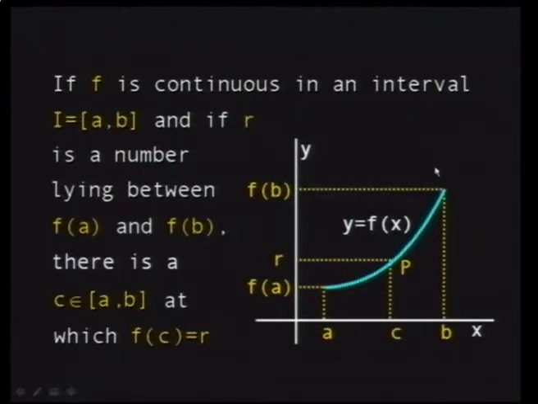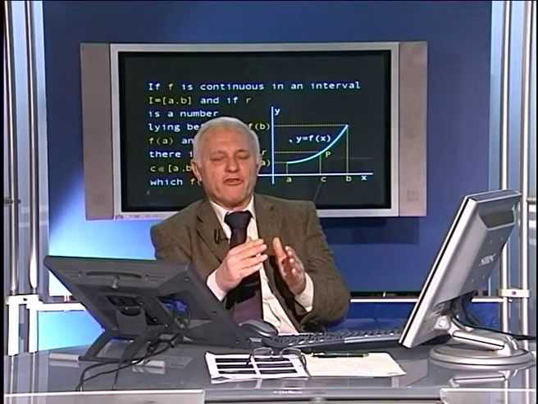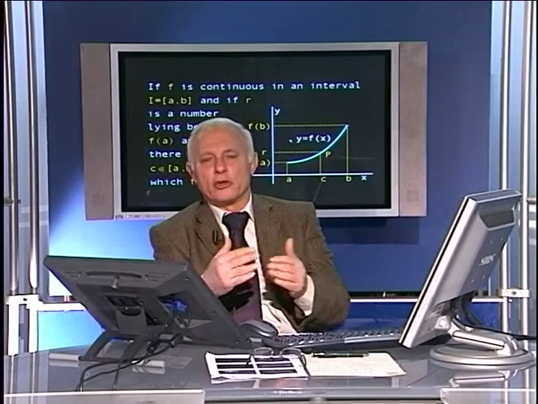And actually, one of the applications, it says what? If you take r here, then there is one c, f of c here, at which f of c is equal to r. In other words, when you take r here, you get a point c at which f of c is equal to r, and this actually has many applications. One of them directly, for example, you can say, let us suppose that f of a is positive and f of b is negative, or the contrary.